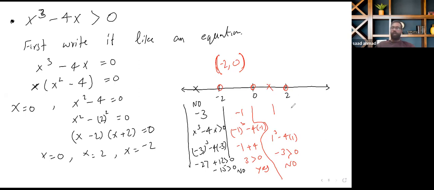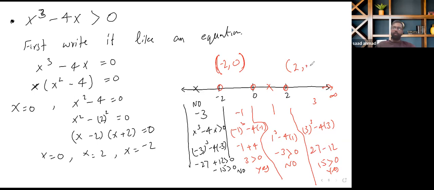Then we take another point from this side. Let's say I pick 3. So 3 cubed minus 4 times 3. 3 cubed is 27 minus 12, that's 15. Is 15 greater than 0? The answer is yes. 15 is greater than 0. So this portion is also part of the solution. That is from 2, going all the way up to infinity.